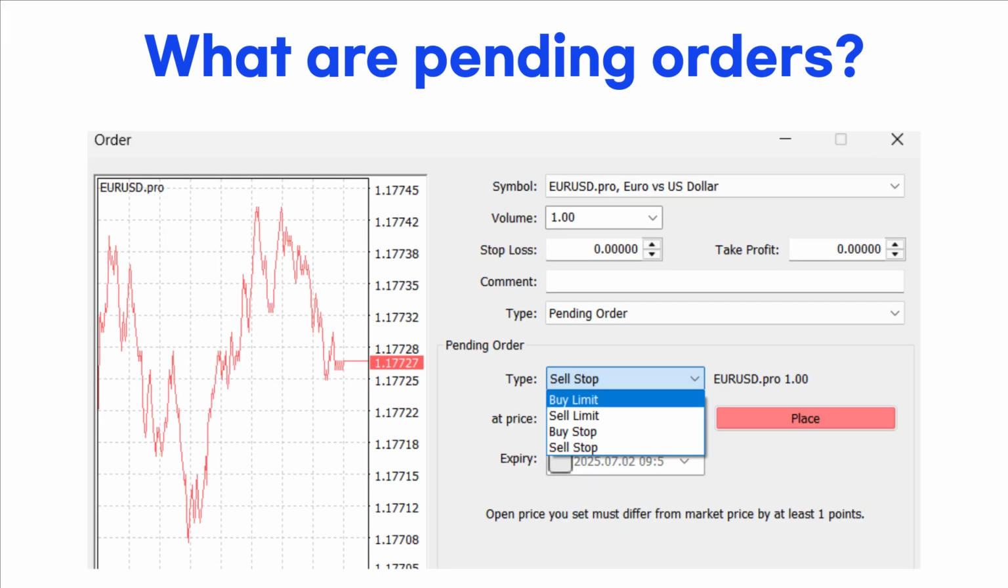In contrast, buy limit, sell limit, or limit orders, and buy stop and sell stop, or stop orders, are pending orders. These are orders that are to be executed at a later time once the market reaches the price specified by you. On the MT4 and MT5 platform, these are referred to as pending orders.